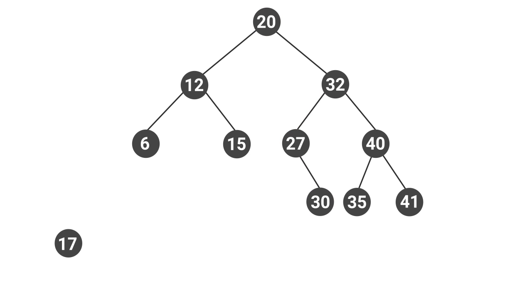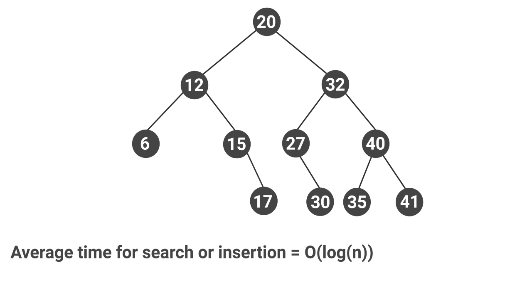What about adding values then? Just as in a search, we trace the tree until we find the correct position for the new node. In an unbalanced tree, the new node will always be added as a leaf. Consequently, the average time complexity for a search or an insertion is O of log n.